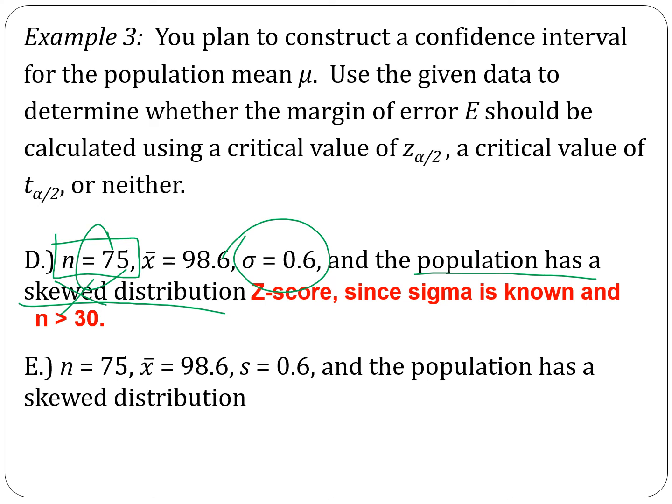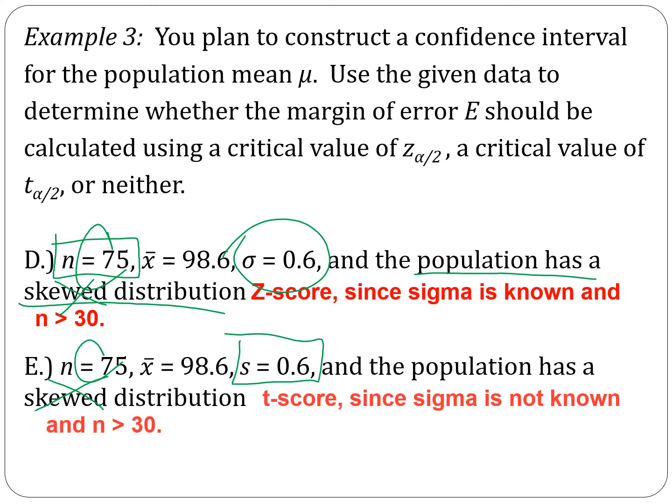And lastly, n is 75 again. Really, as soon as we see this, we know it's doable. It doesn't matter that it's skewed down here. This time we don't know sigma. We only know the standard deviation of the sample, which makes this a t-score.